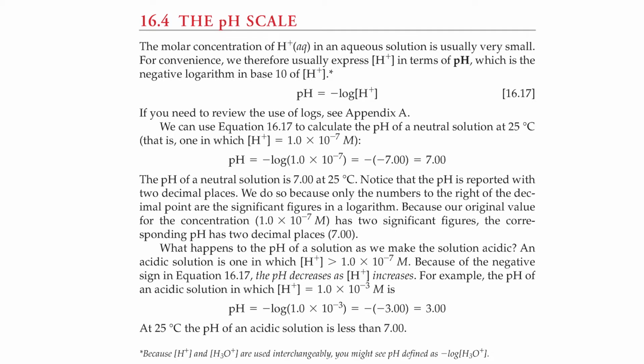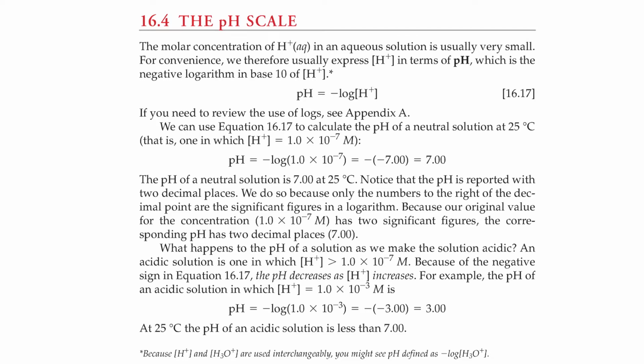Notice that the pH is reported with 2 decimal places. We do so because only the numbers to the right of the decimal point are the significant figures in a logarithm. Because our original value for the concentration of 1.0 times 10 to the negative 7 has 2 significant figures, the corresponding pH has 2 decimal places.